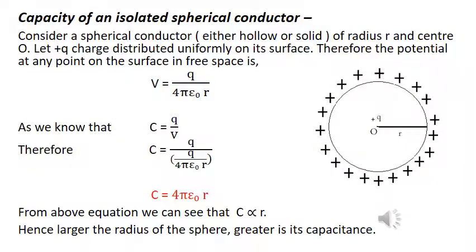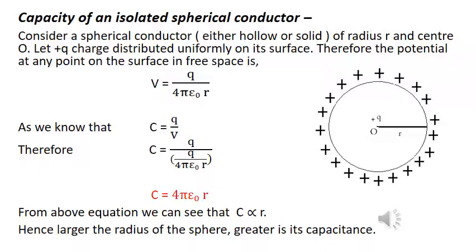Next point is the capacity of an isolated spherical conductor. For this, let us consider a spherical conductor of radius r and center at O. Let +q charge be distributed uniformly on its outer surface, and as we have studied in the previous lecture, the charge distributed on the surface of the conductor can be assumed as concentrated at its center, as shown in the figure.